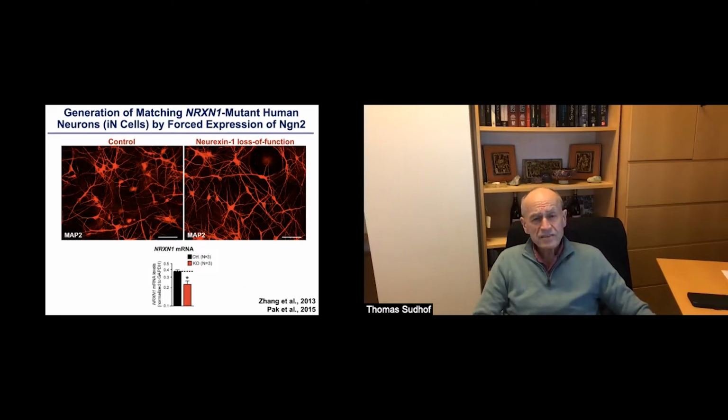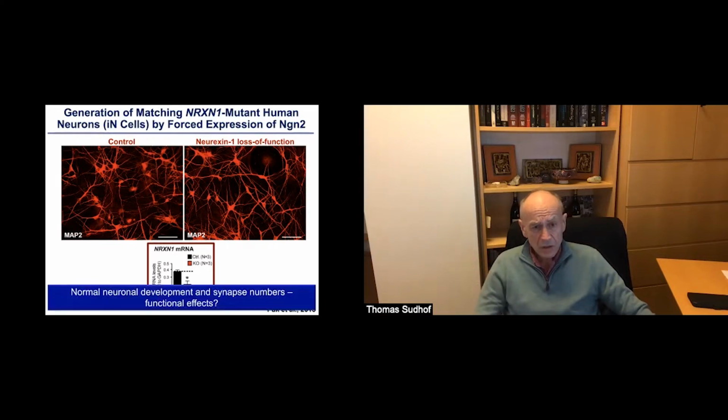When we analyzed these neurons, we found, as you see here on top, that the neurons looked perfectly normal morphologically. They had normal numbers of synapses, normal dendrites, axons, everything. But not surprisingly, the expression of Neurexin 1 was decreased by about 40%. After all, they had a heterozygous loss of function mutation.